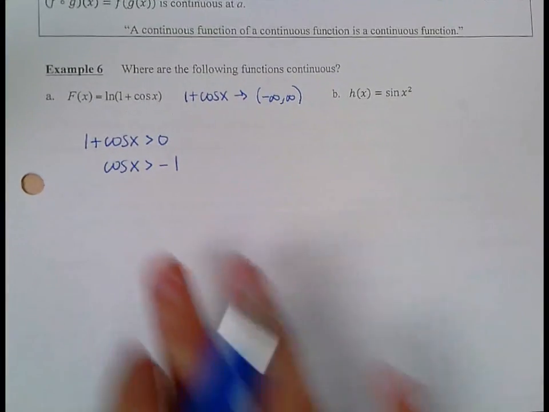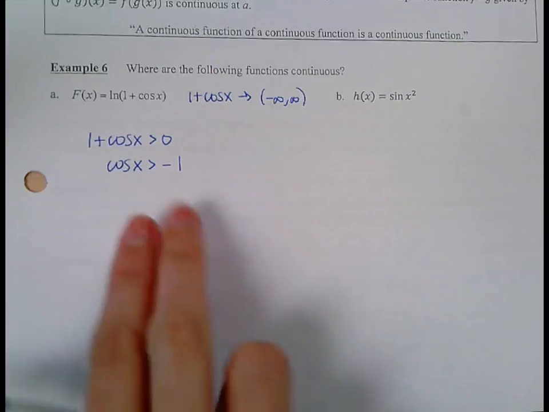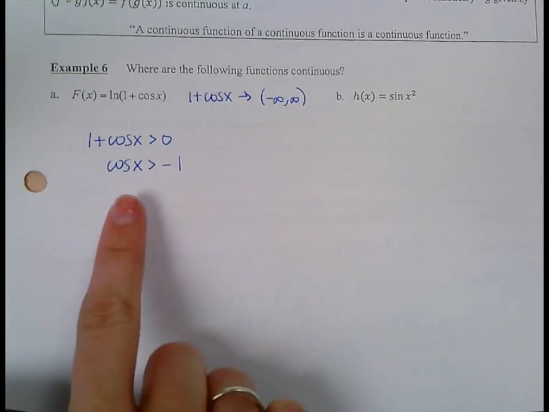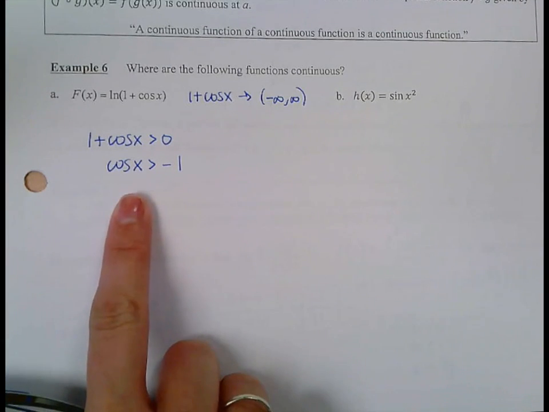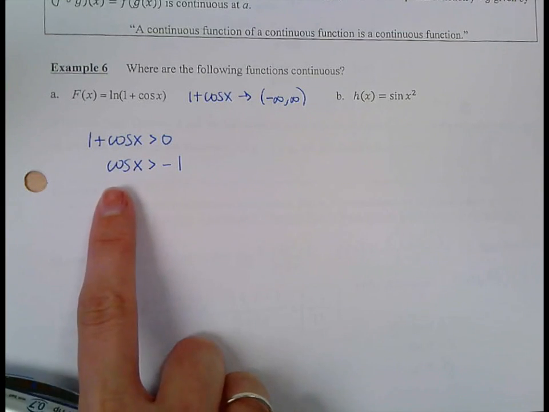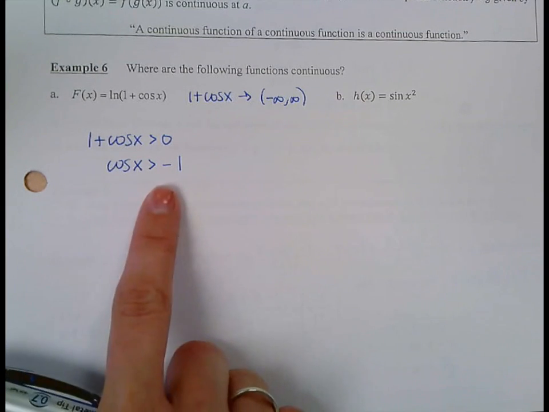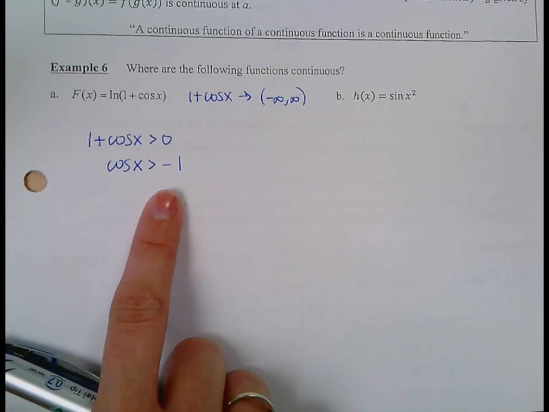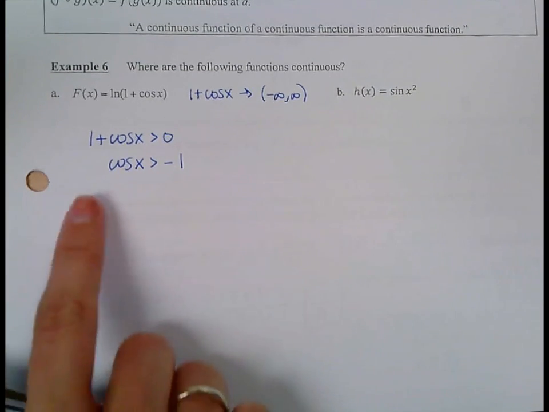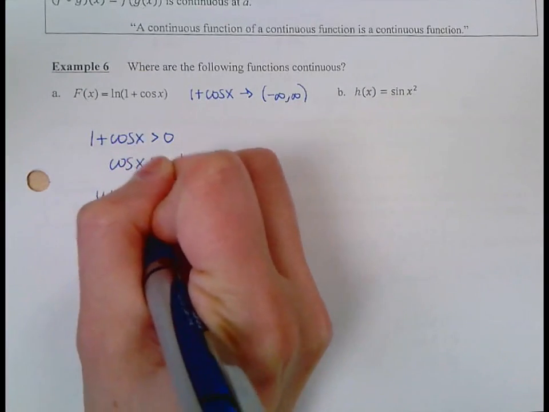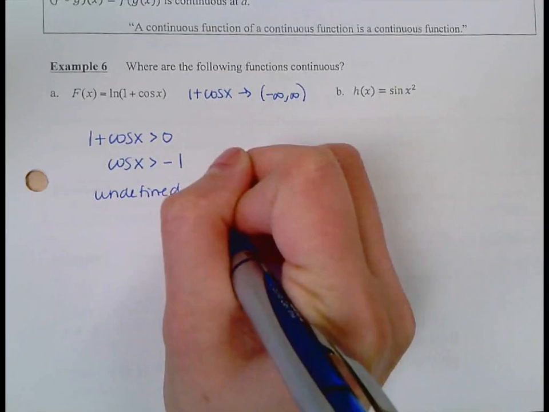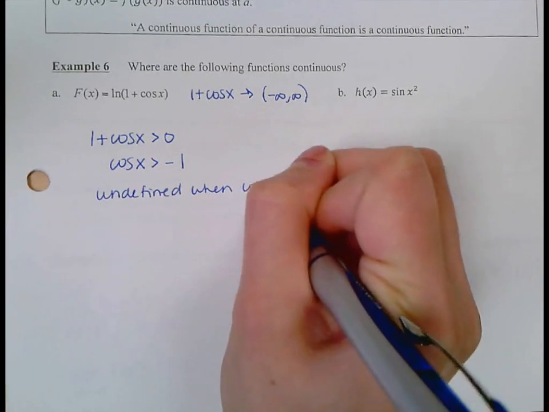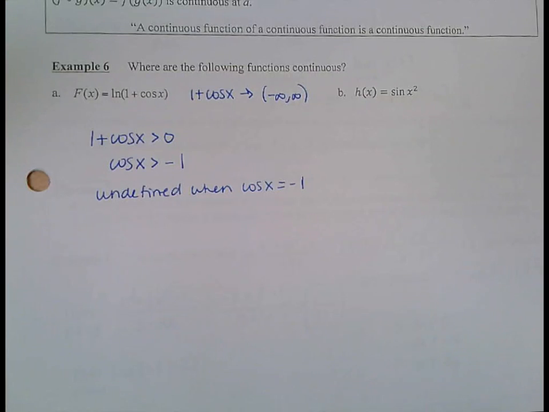In thinking about this, I could certainly take inverse cosine of each side. But in thinking about this, the range of cosine of x is -1 to 1, where they're both included. So when I'm saying it has to be greater than -1, this is basically saying it just can't be equal to -1. So this is going to be undefined whenever cosine of x is actually equal to -1, because otherwise, still on its range, it's greater than -1.